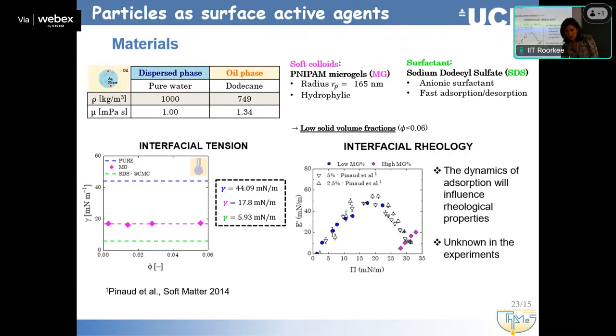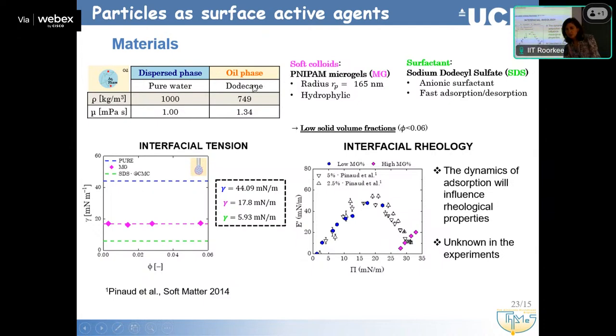Let me just show you everything here. Again, I won't go too much into this, but these are some of the particles we used. We used some very standard NIPAM particles, microgels. The ones we used here had a 165 nanometer size. We also used some hard particles, polystyrene, and the surfactant, the STS we saw before, to see what we get. And here is what you get.